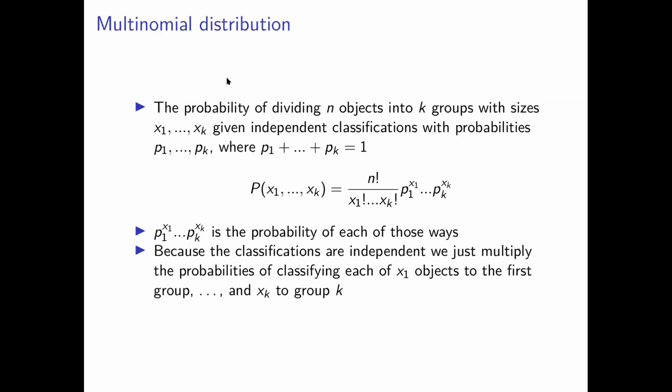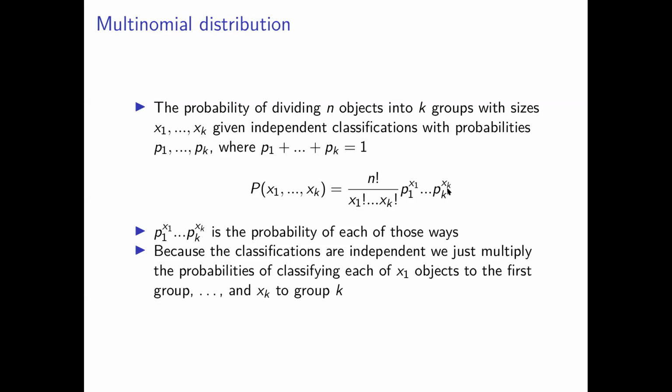And then the multinomial distribution is the probability of dividing n objects into k groups with sizes x sub 1 up to x sub k, where these sizes, of course, have to add up to n. And that each of the classifications is independent with probabilities p1 to pk corresponding to each of those groups, where p1 to pk have to add up to 1.